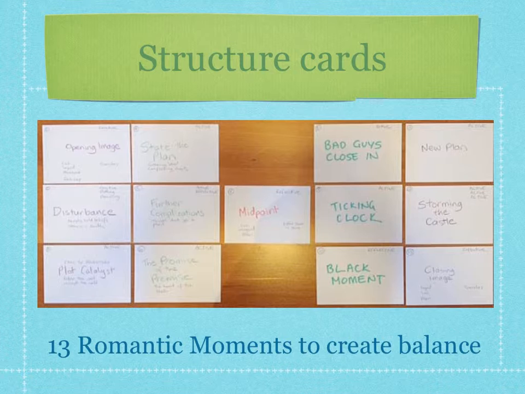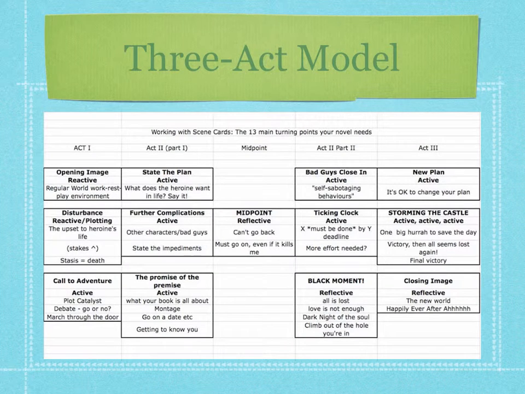Now, these are our 13 romantic moment structure cards that will help us create a nice balanced romantic story. I keep saying romantic because romance has a happy ever after. If your book does not have a happy ever after, or even a hopefully ever after, or perhaps a hopefully for now, it's probably not a romance. It will have romantic elements. That's terrific. Anyway, this is a 3-act model that I'm basing it on. And this is a wonderful thing to cut out and keep to help keep track of what goes where.